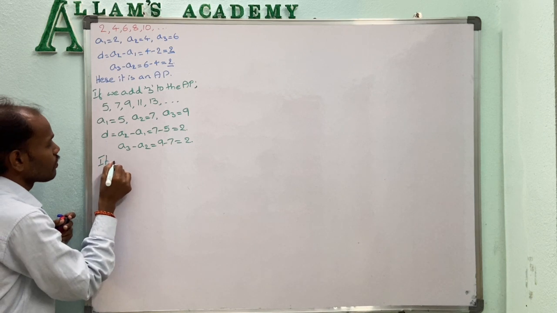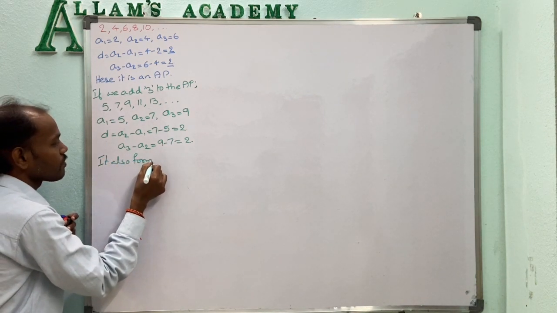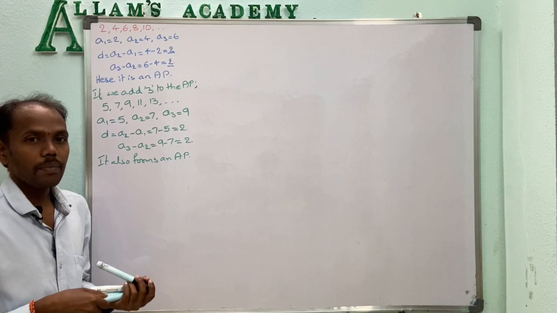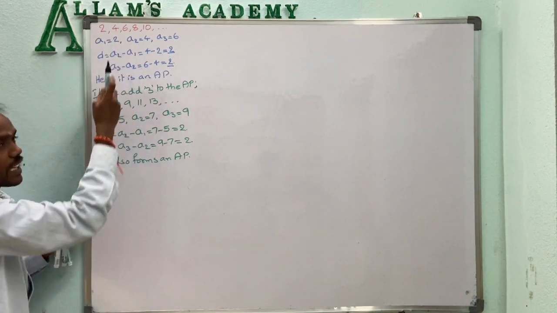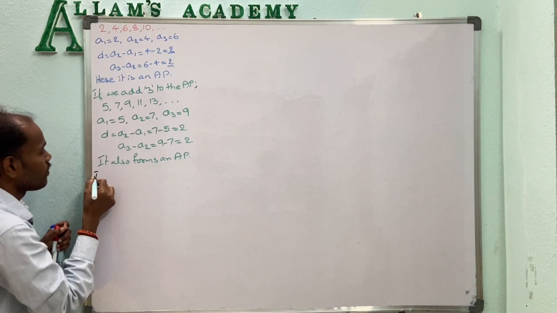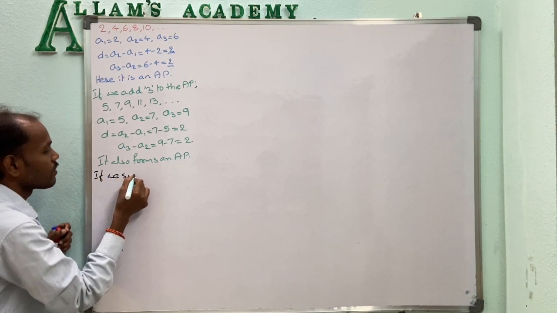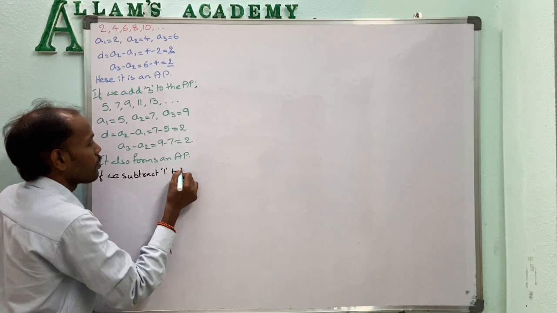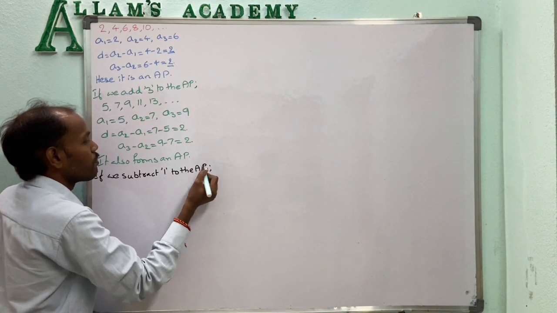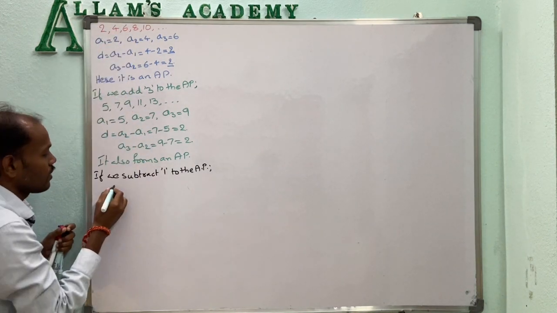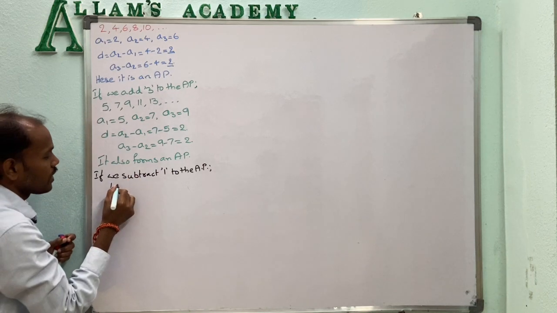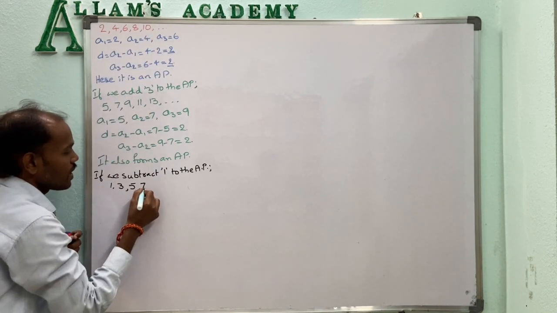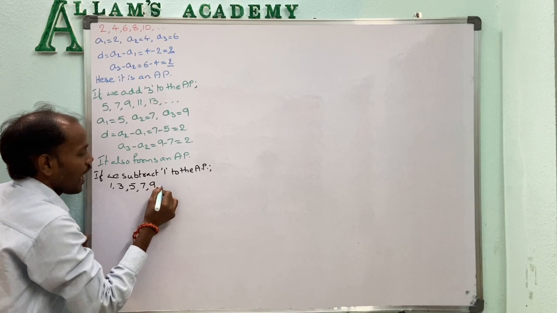So it also forms an AP. Next, if we subtract a number from the given AP, say we subtract 1 from the AP, now the AP becomes 2 minus 1 is 1, 4 minus 1 is 3, 6 minus 1 is 5, 8 minus 1 is 7, 10 minus 1 is 9, and so on.